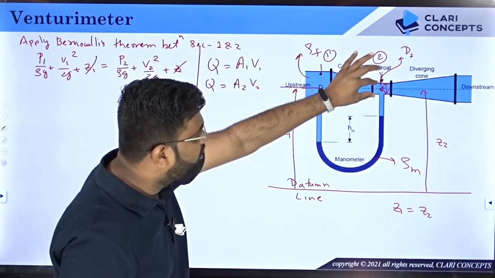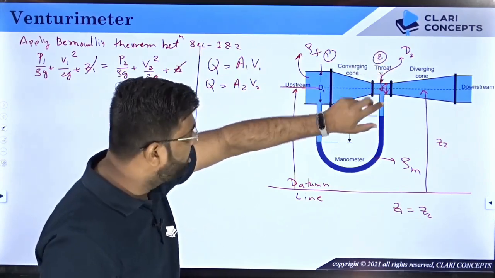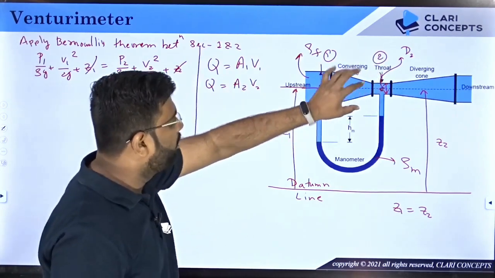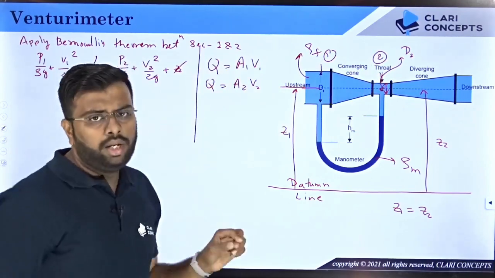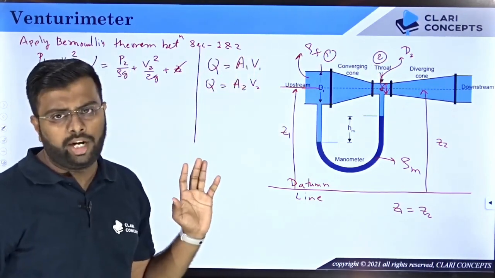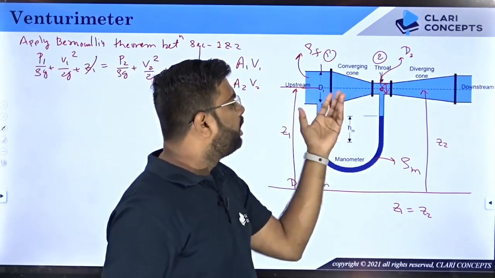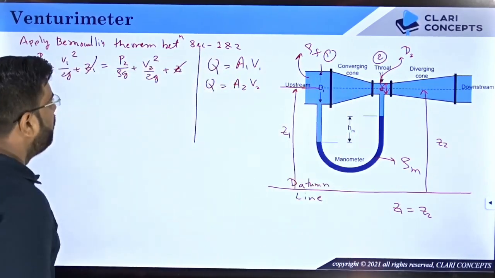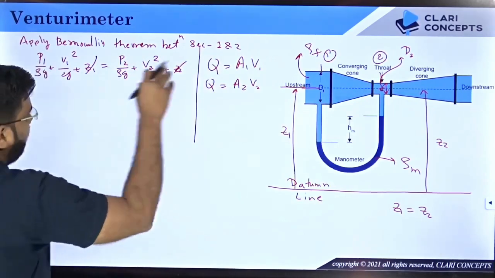And if you get this V2, that is velocity at the throat, then you can multiply with that particular area to get the flow rate. The product will be same, obviously, right, because the flow is steady and there is nothing coming out of this particular geometry. So now your objective is to find either V1 or V2.